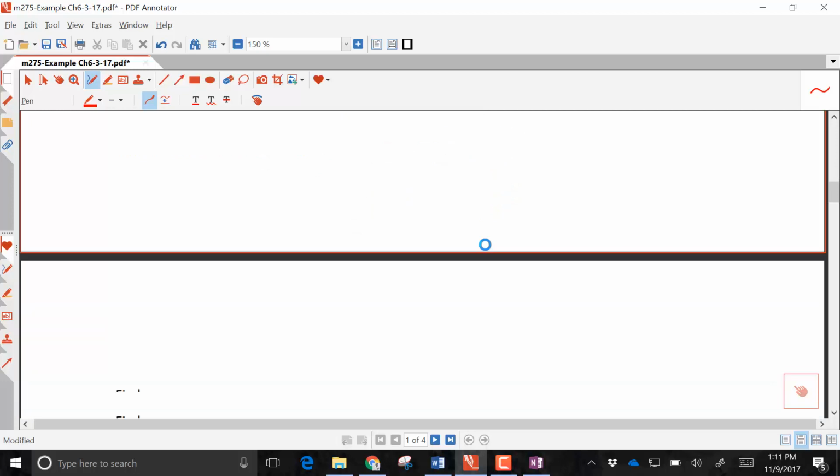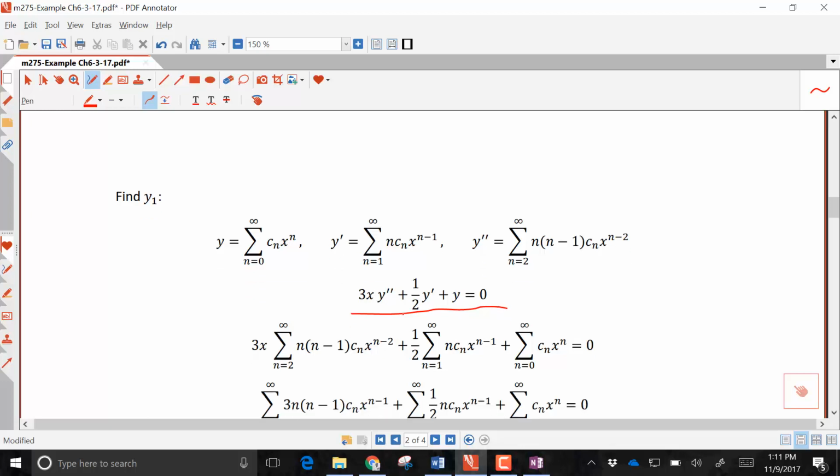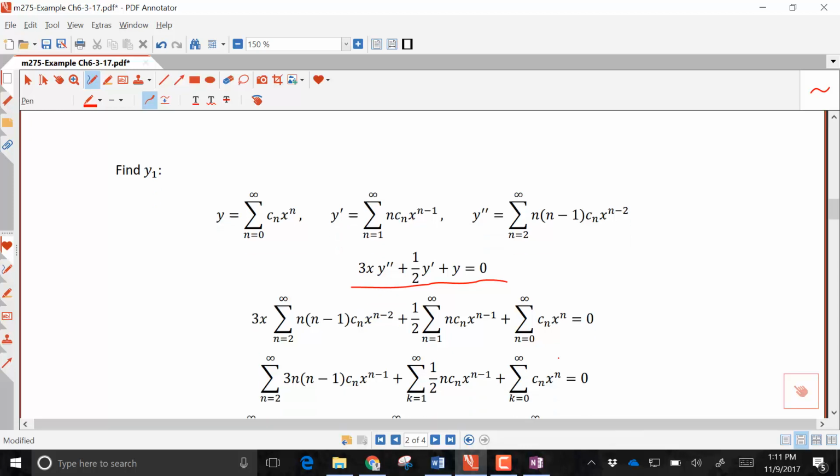So the first one, find y sub 1. We're going to approach it like we've been approaching it before. We're going to look at it as a regular function, find its derivatives, as many derivatives as we need to put into the differential equation. And then we're going to replace our original differential equation with the series, and then distribute things, manipulate things so that we have the same powers and same indices and combine them. All right, so here's what happens.